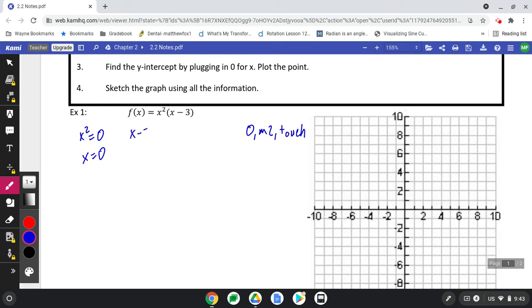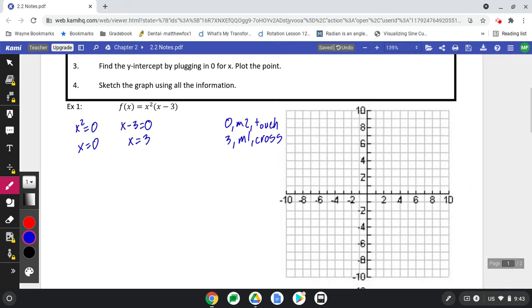Now we'll solve the next one. x minus 3 equals 0. We'd add 3, x would equal 3. So we have a 0 at 3 with a multiplicity of 1. So that one will cross there. All right, so now I'm going to put these on our graph. So over here at 0 and also at 3, we're going to have some sort of points. If you want, you can put a little t beside this one and a little c beside that just to remind you it either touches or crosses. That is kind of up to you.